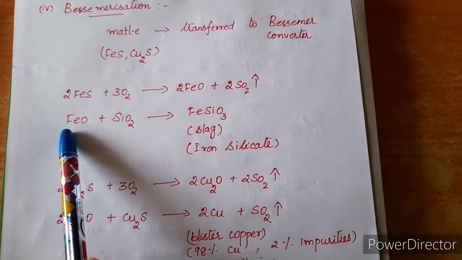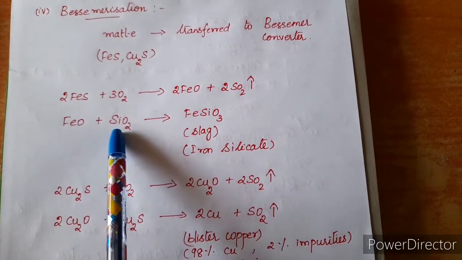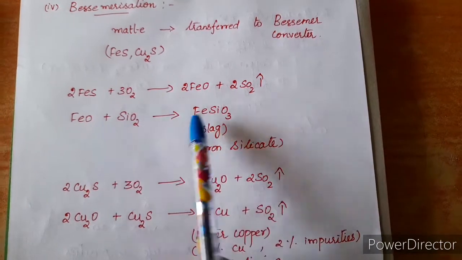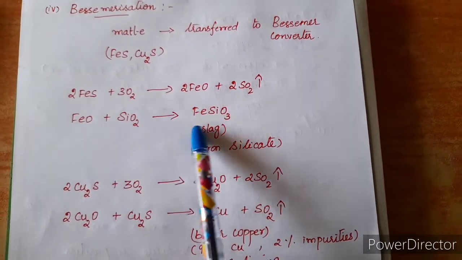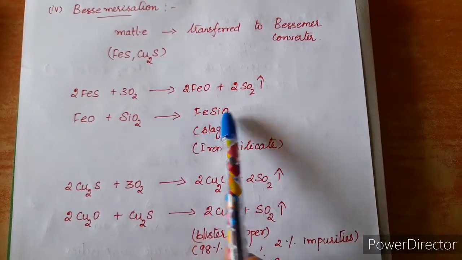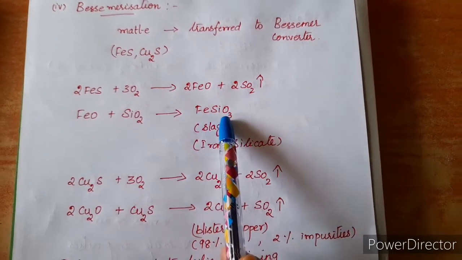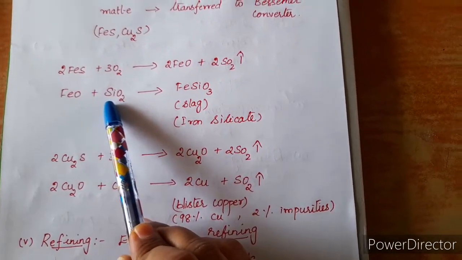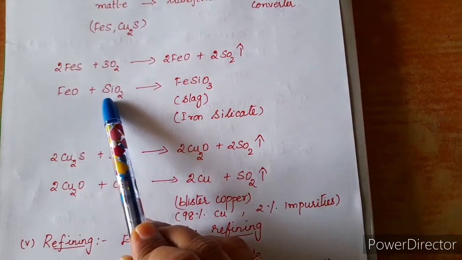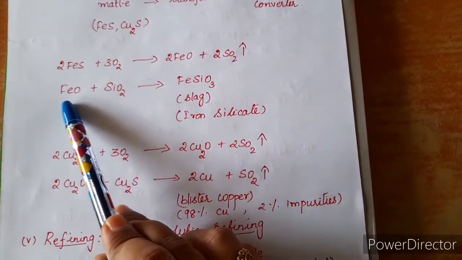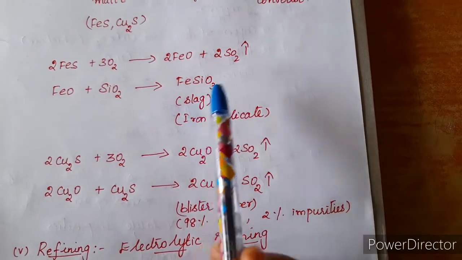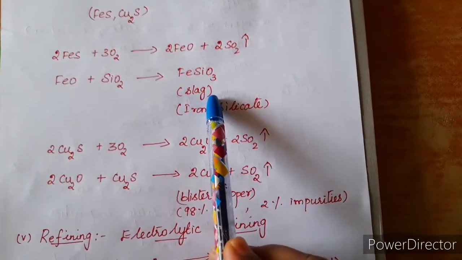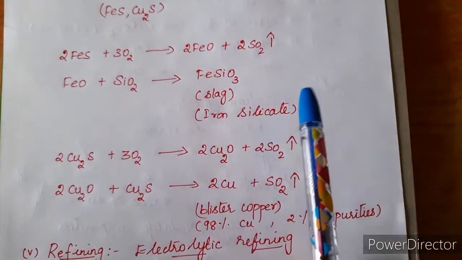So this iron oxide is treated with silicon dioxide, right? Silica. Now what happens? It should combine and form slag, isn't it? So what is formed? Iron silicate is formed, that is FeSiO3. Usually this is used as a flux so that it combines with the gangue, that is the impurities, and is removed as slag. So here FeSiO3 is removed as slag, and this is nothing but iron silicate.